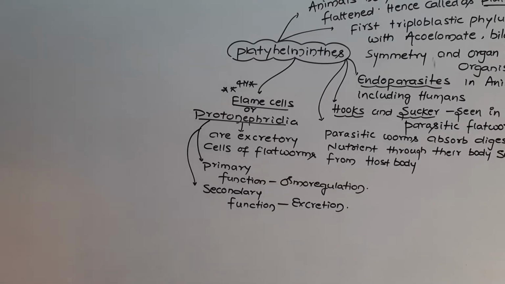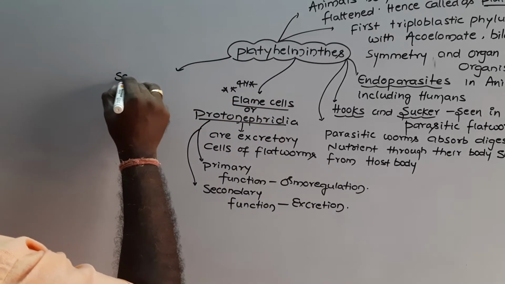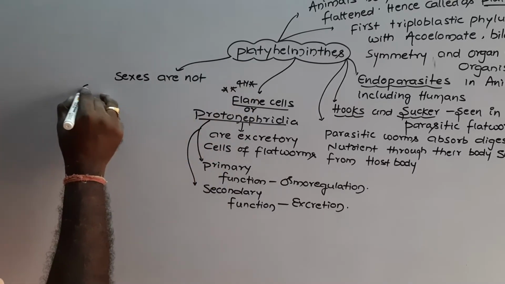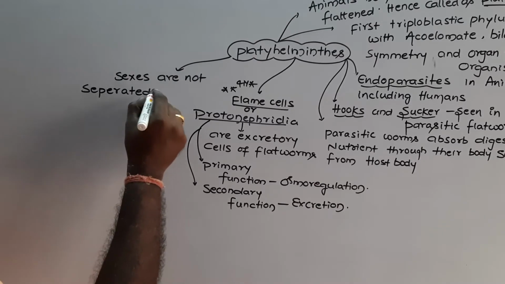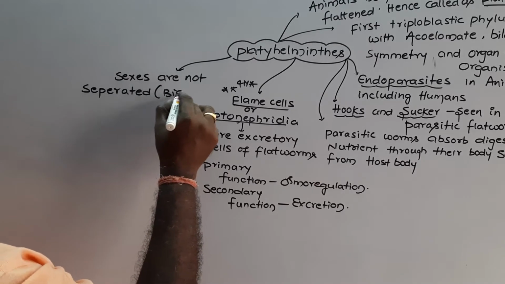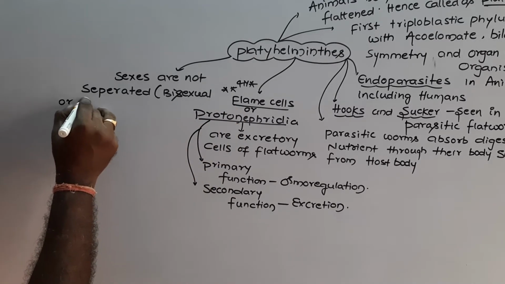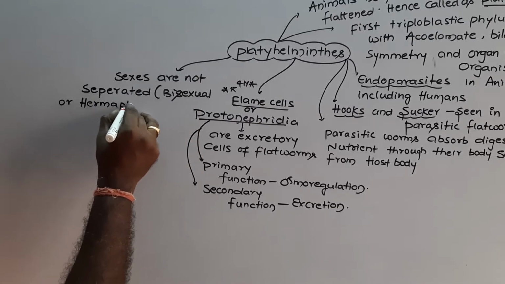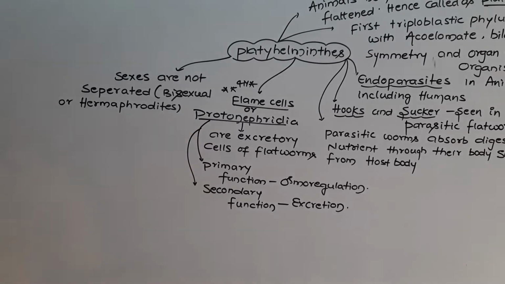Excretion. And the sexes, if we go for this here, sexes are not separated. Sir, what is the meaning of sexes are not separated? It means both male and female sex organs are present within the same body, that is what we call bisexual, otherwise called hermaphrodites. The technical term given to this is hermaphrodites, one of the important bits.